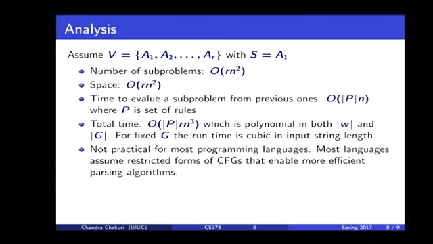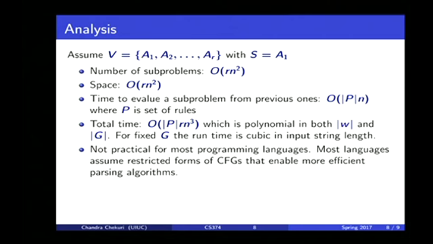And so let's do some basic calculation. If the number of non-terminals in the grammar is r, the number of problems is what? r times n squared, substrings and number of non-terminals. So we need to have a table with that size. So the space will be r times n squared.